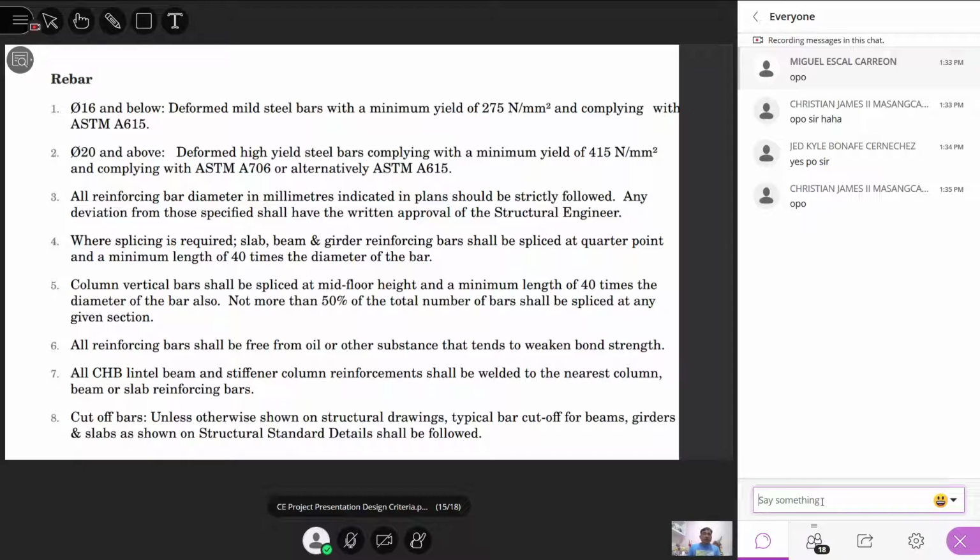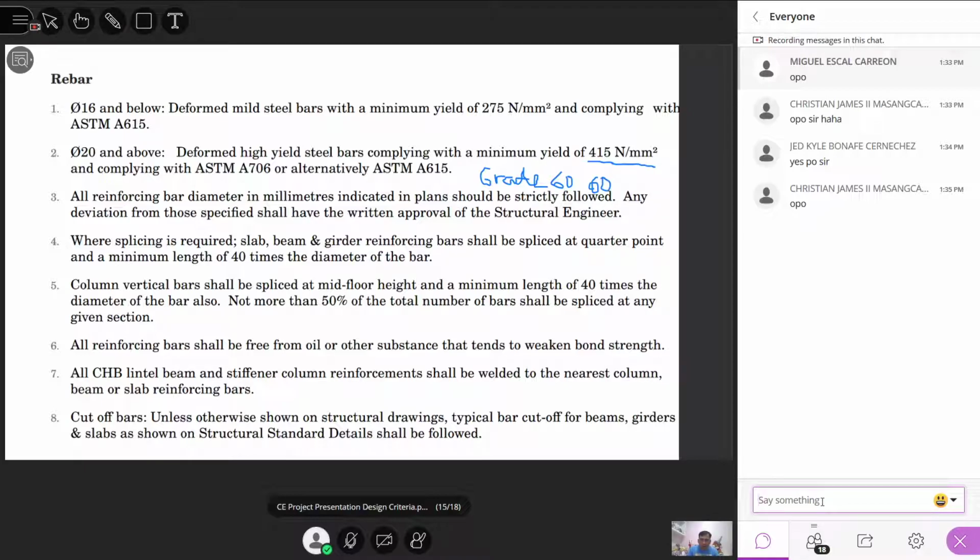Next, rebar. Okay, nakadefine din dapat yung rebar natin. It is conforming to ASTM 615 wherein the minimum yield strength will be 275. For bars that are 20 diameter and above, we use 414 or 415 Newton per mm squared. Sometimes they call it 414 megapascal. In some cases, they call it grade 60. Okay, yung grade 60, ang equivalent niyan is 415. Pag sinabing grade 60, that is 60 KSI.